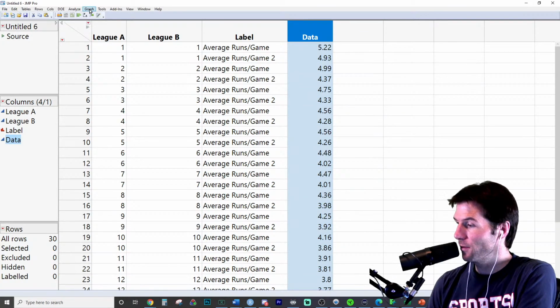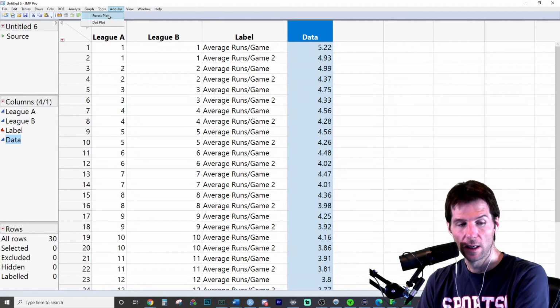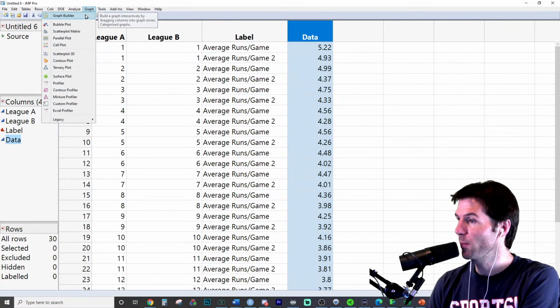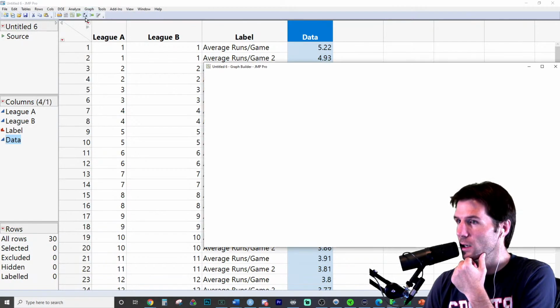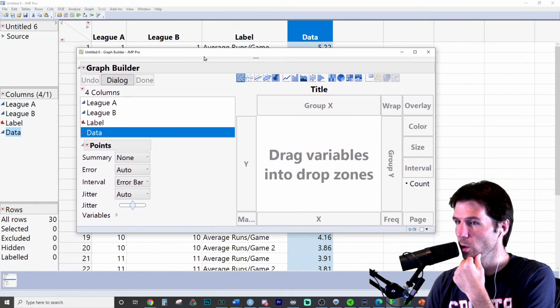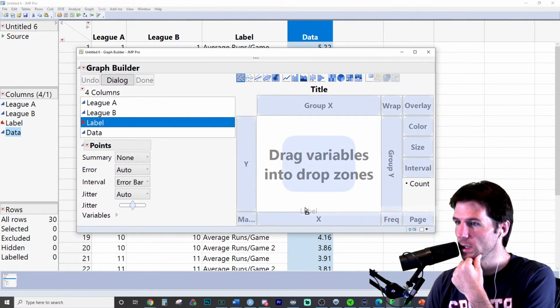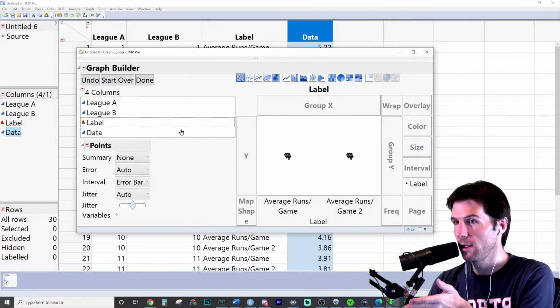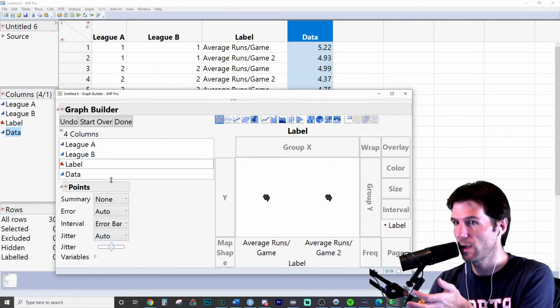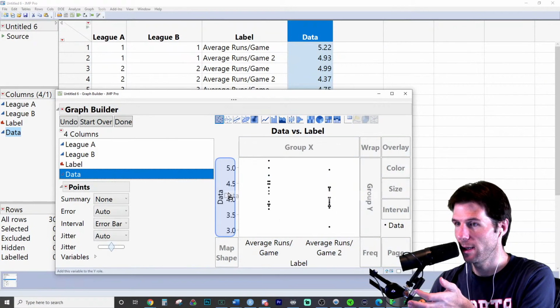Let's go over here to Graph, just like your visualization number 3, and go to Graph Builder. I have to pause this video and slow it down a little bit, just to answer some of the big questions. Under Graph Builder, we're going to take the categorical variable and put it down here under the X. The data, which is the amount of runs they're getting, is going to go over here on the Y.